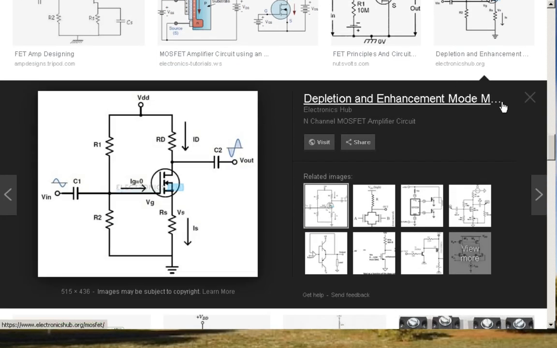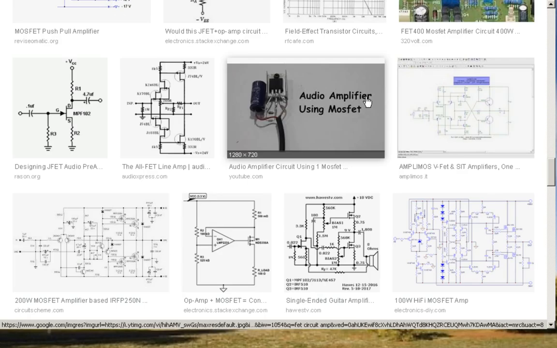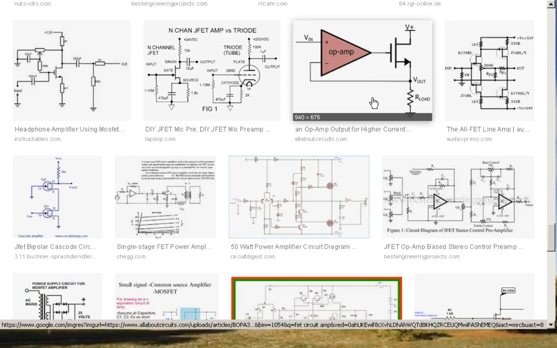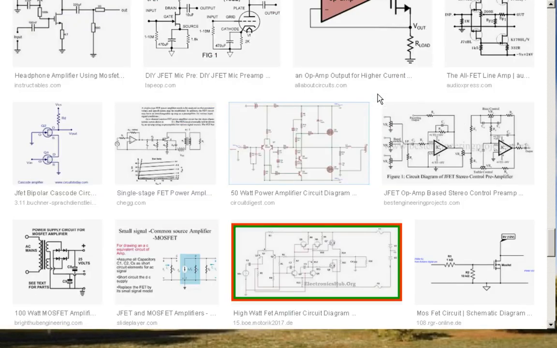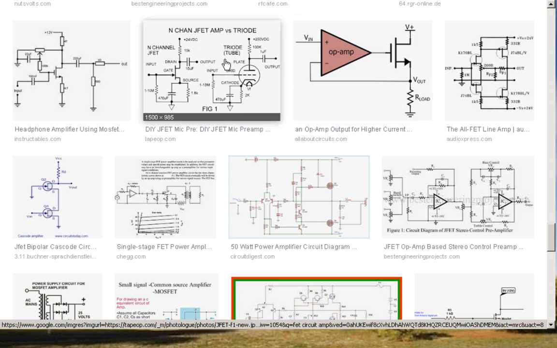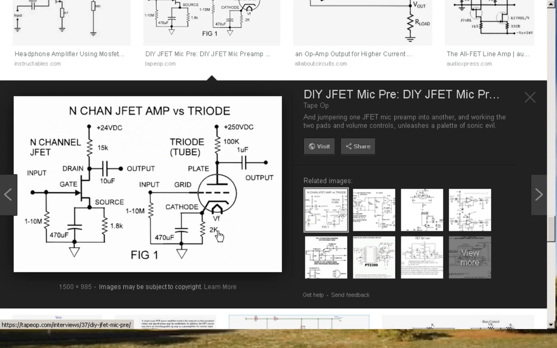Those are MOSFETs, power FETs. JFET amp versus a triode. Ooh. That's interesting.